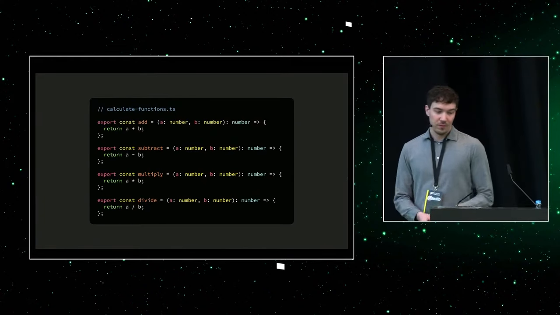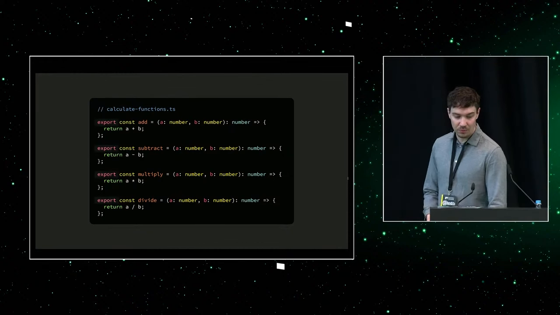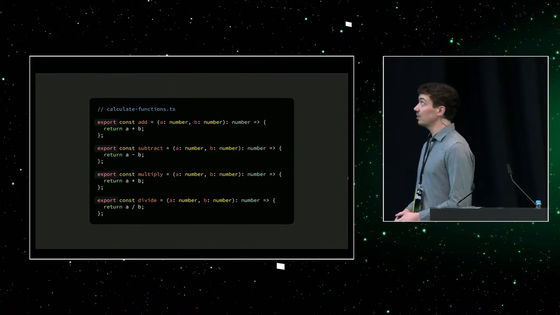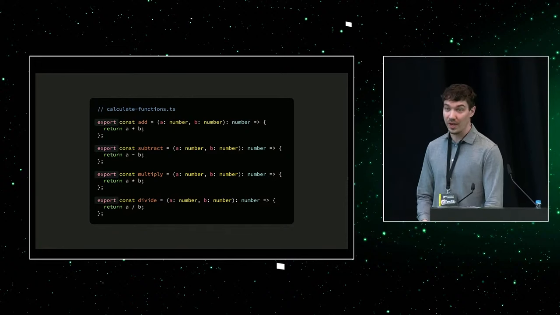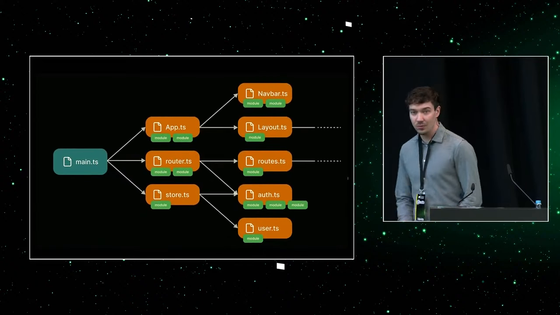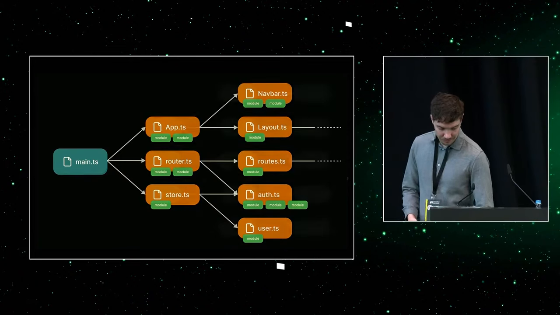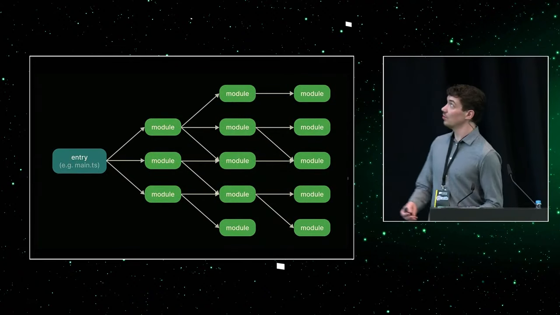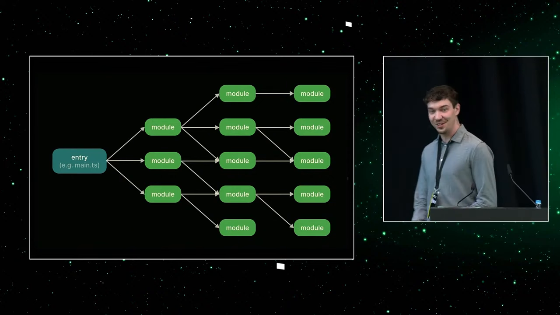If you have, for example, a file with a couple of functions, every time you put the word export before one, you're basically creating a new module within the file. So if we look back at the file tree again, we have a file tree with multiple modules. If you tilt your head 90 degrees, you kind of see a tree as well, right?